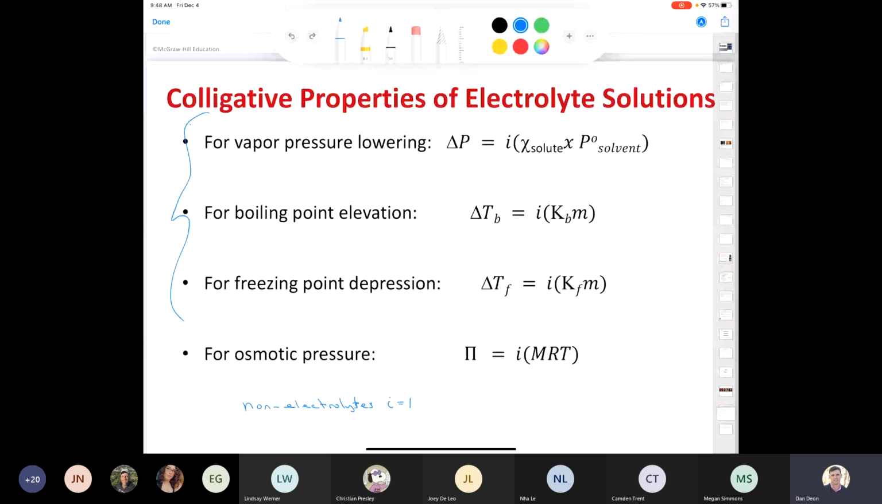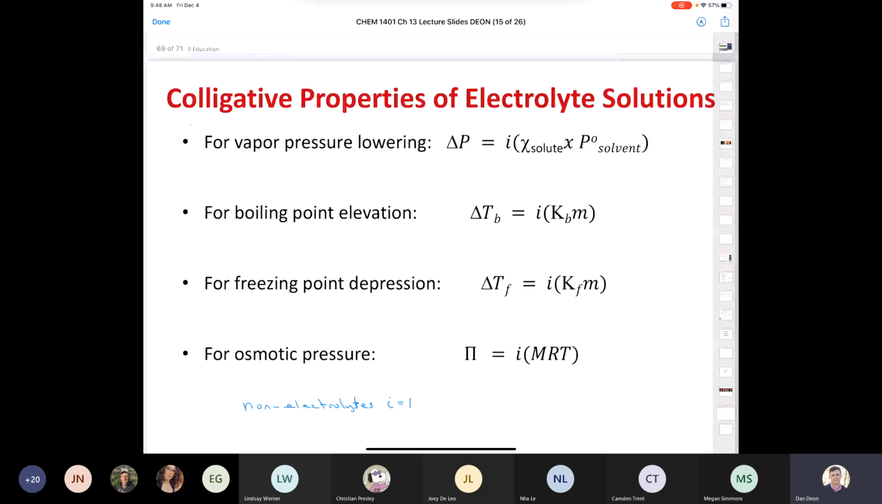Same rationale in freezing point depression, come on, think about it. If you have water, for example, and you want to freeze it, the more particles that you have in there, the more it's going to prevent the water from forming its crystal lattice, right? So this is why the Van't Hoff factor has to be considered for all four of these formulas that we've already looked at in this class.